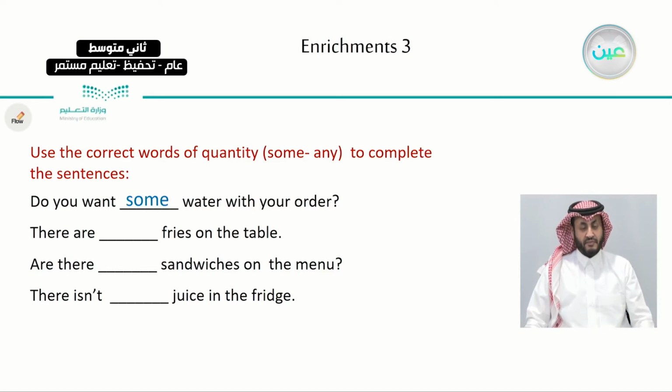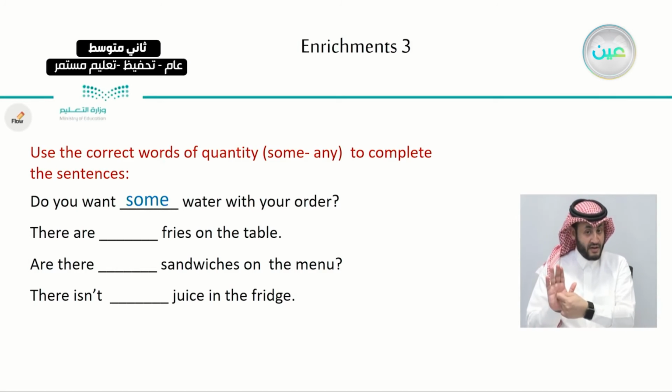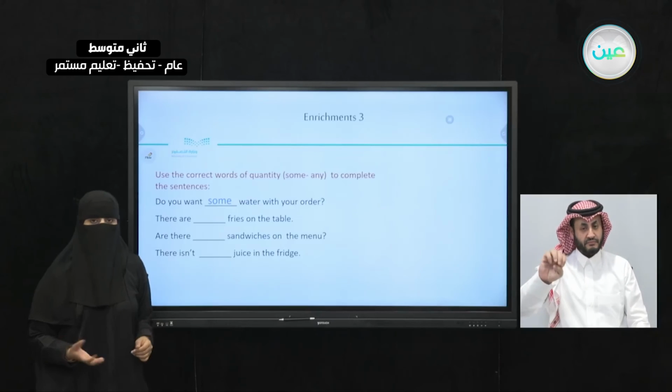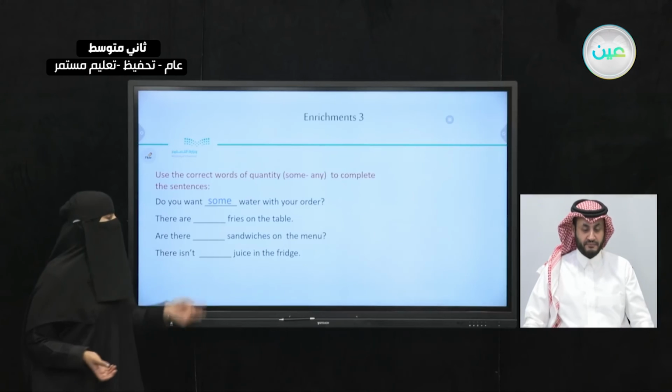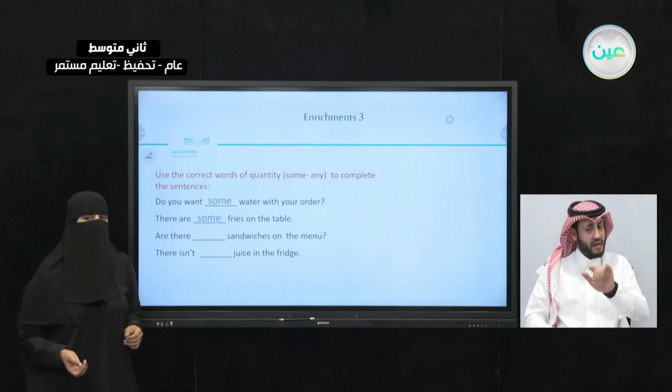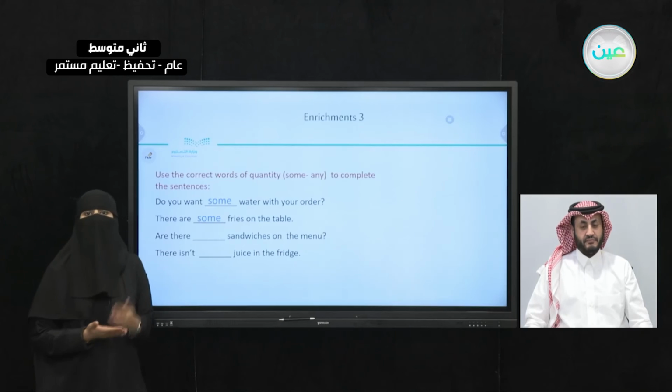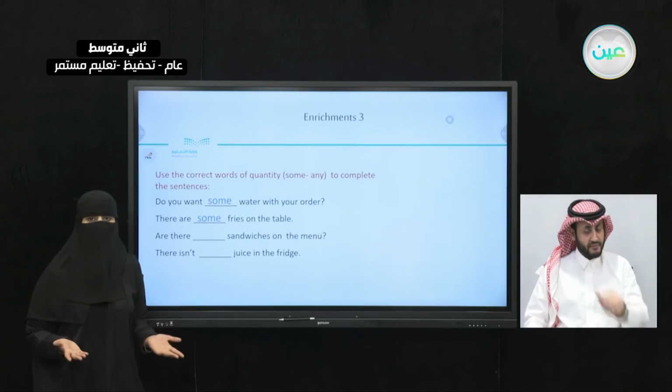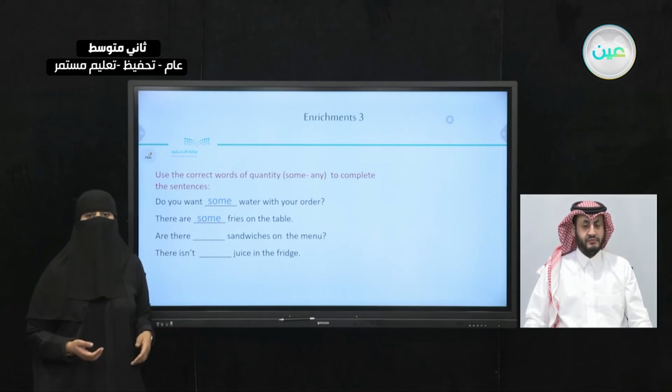Now, let's take a look at the second one here. There are fries on the table. So what are we going to use? Some fries on the table or any fries on the table? We're using some fries on the table. Why are we using the word some? Because it's an affirmative sentence. It's not a negative one. If it's negative, we can use the word any.